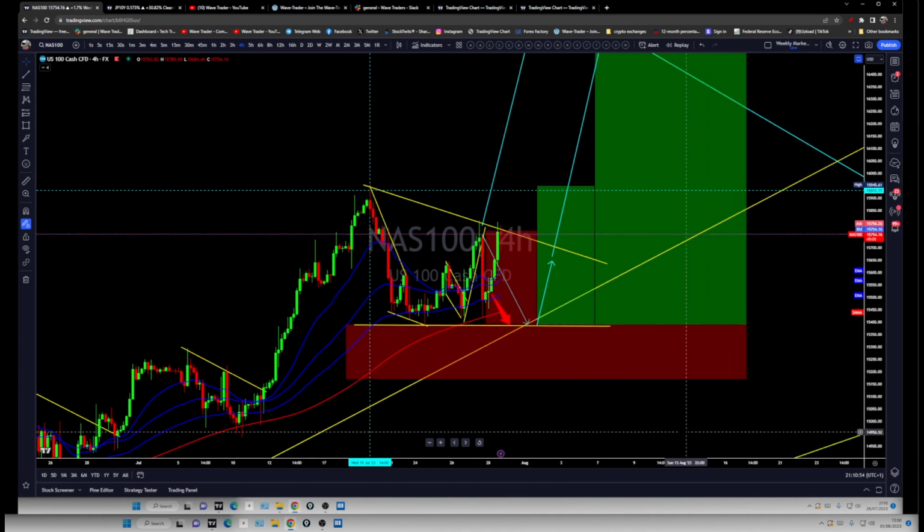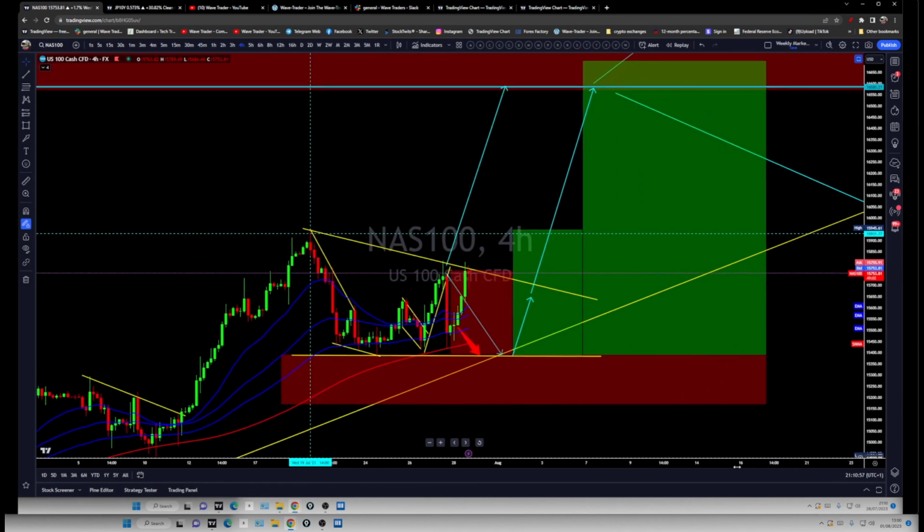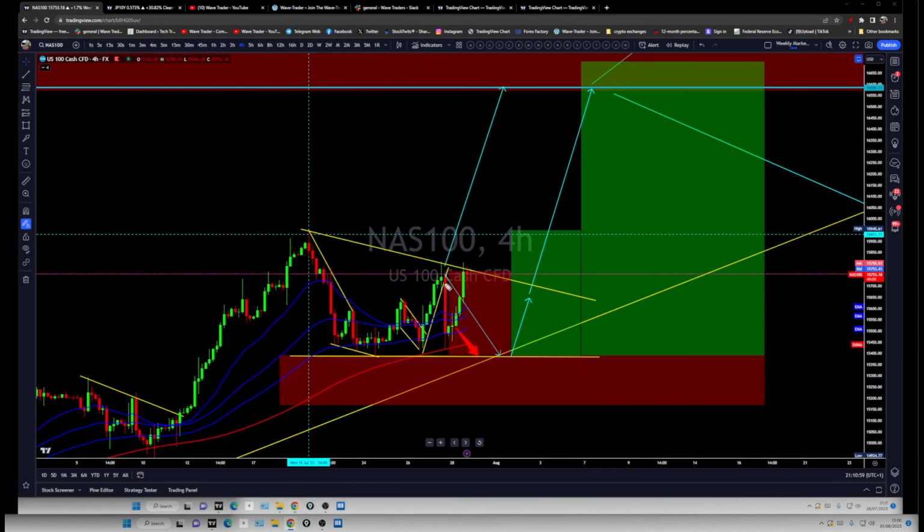So we got that next leg lower, which was possible because we were having strength on the dollar, and that caused it to go down. But again, we managed to get back into the correction and bounce back nicely for the upside. So what's next? The structure is very much the same again.